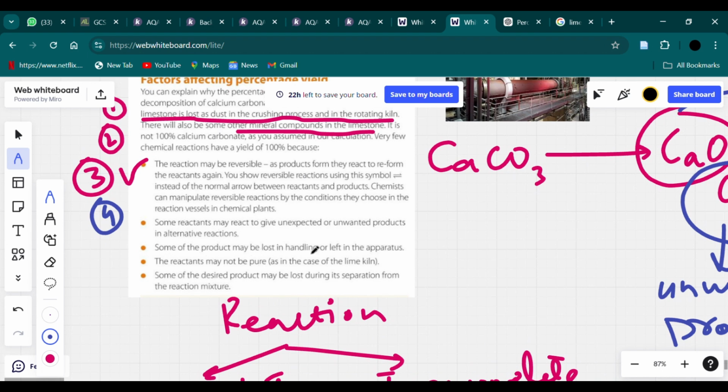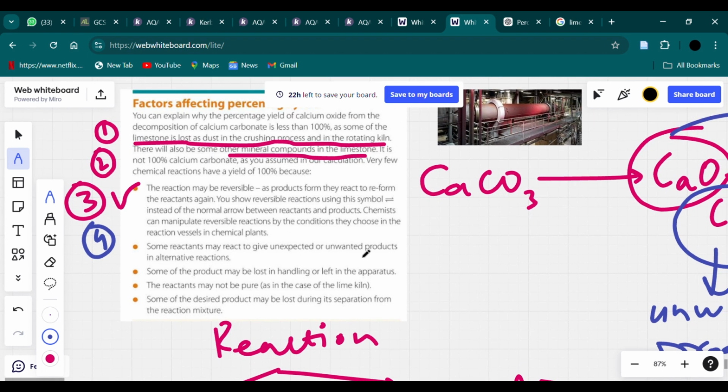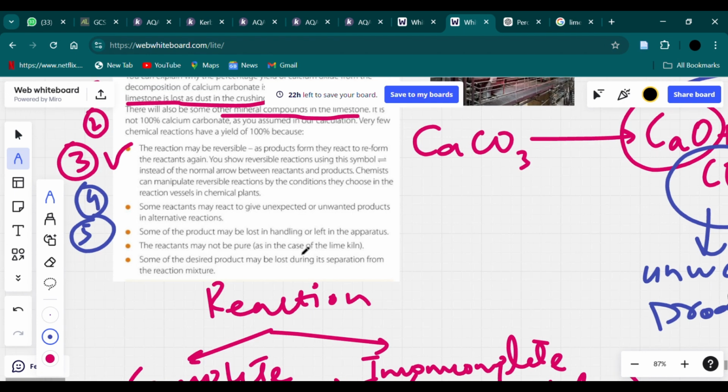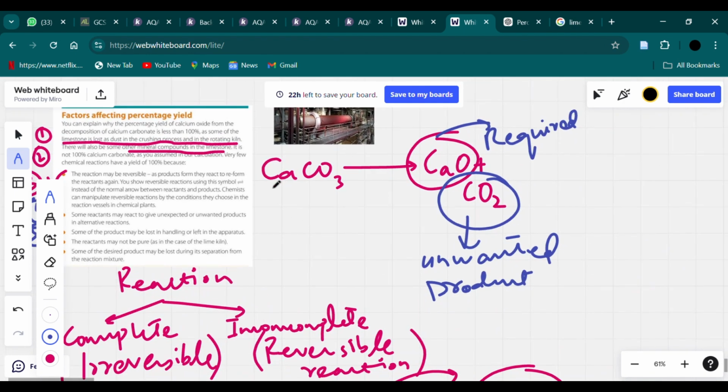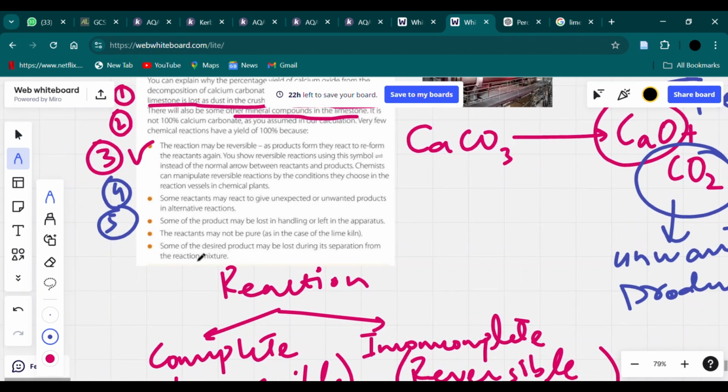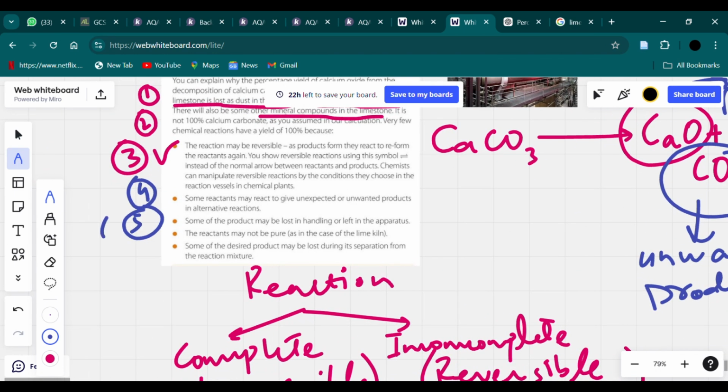Some of the product may be lost in handling or left in the apparatus. This is a handling issue by the workers working in the lab or in the industry during the experiment. The reactants may also not be pure. For example, if the calcium carbonate is impure, some of the mass is lost because of those impurities, and only a smaller amount of the calcium carbonate would be converted into calcium oxide. So this is also one of the reasons that the actual yield is less than the theoretical yield.